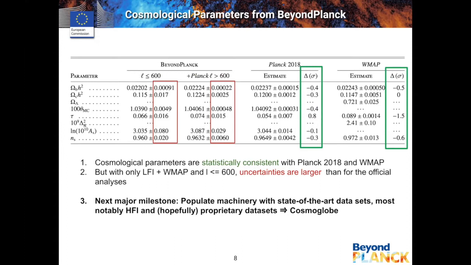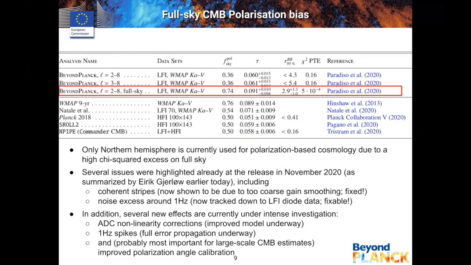So what is the next major milestone? It is naturally populating the machinery with state-of-the-art data sets. The first one, which is obvious, is clearly HFI, but hopefully we would like to include also proprietary data sets. So here we are with Cosmoglobe for this purpose. And the other goal for CMB cosmologists is, of course, CMB polarization.